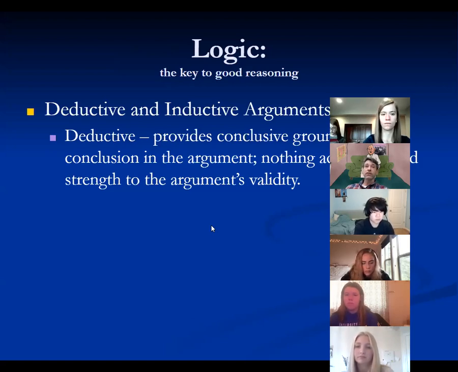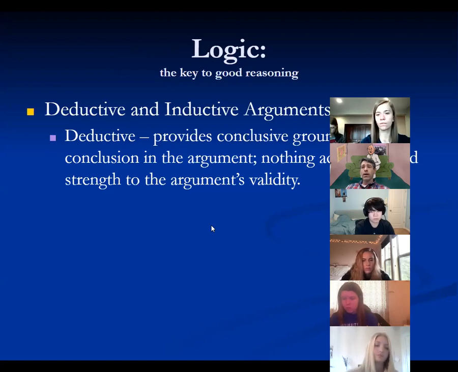Okay, so what is a deductive argument, first and foremost? A deductive argument provides conclusive grounds for the conclusion in the argument itself. It's kind of an argument that is wrapped up nicely within itself, and adding more premises is not going to add any strength to the argument's validity. That would be a deductive argument.